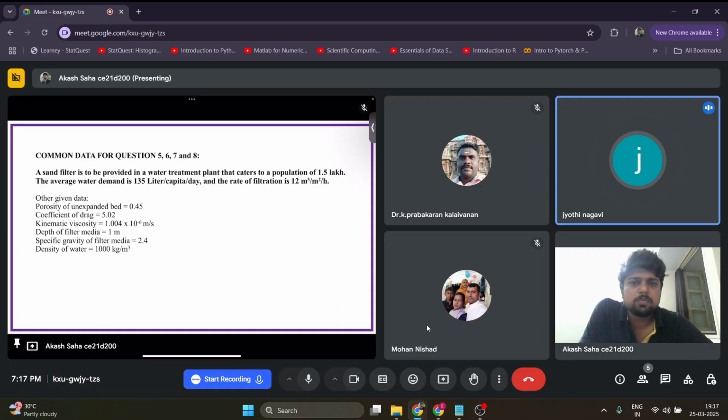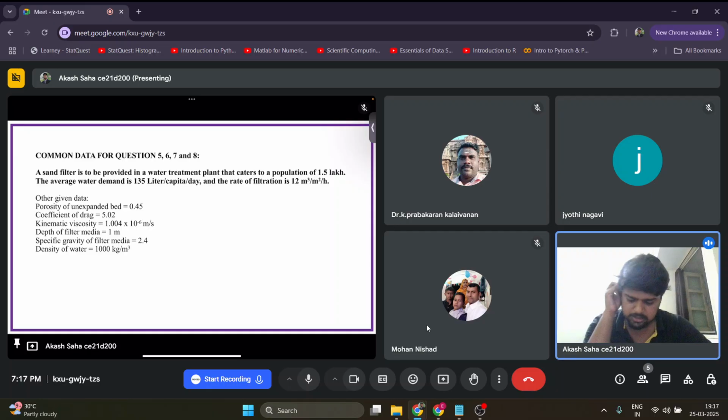So every time we have to consider the maximum demand. Maximum demand, I think in this case you can skip it, but actually you are right. Most of the time we will see the maximum daily demand, but here for this question you can just do it with this average water demand. Okay. If the peak factor and all is given, then you can go for the maximum demand. Otherwise, you can use this data itself.